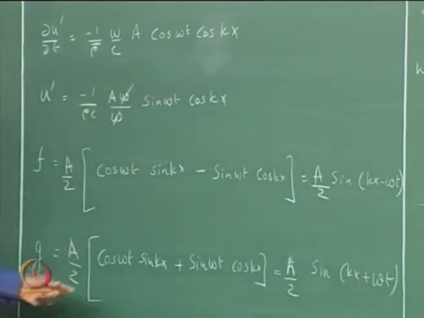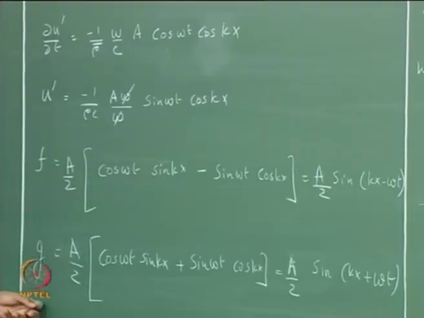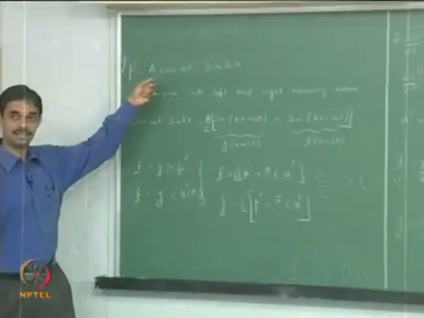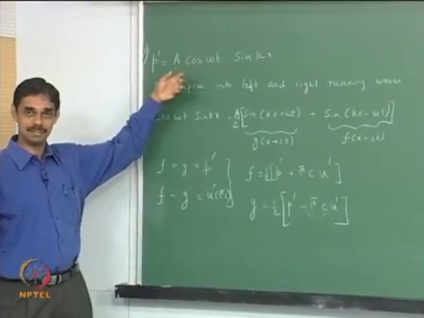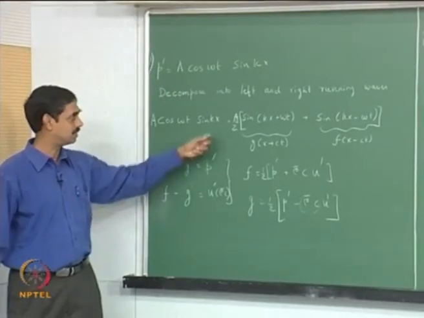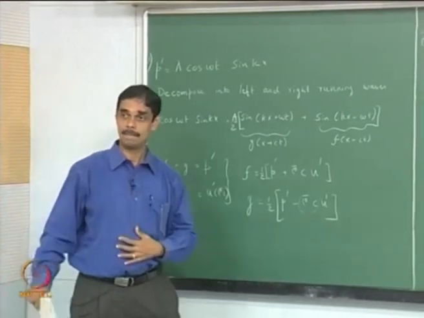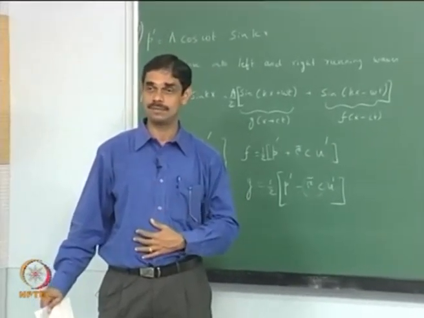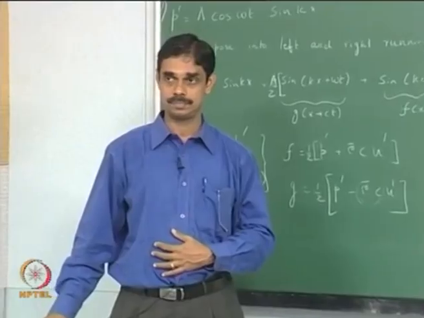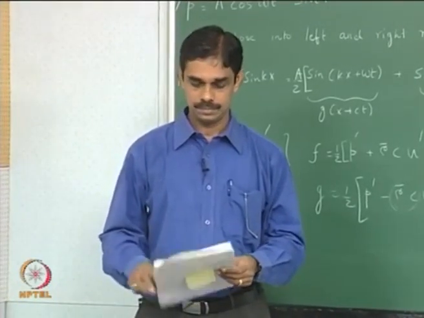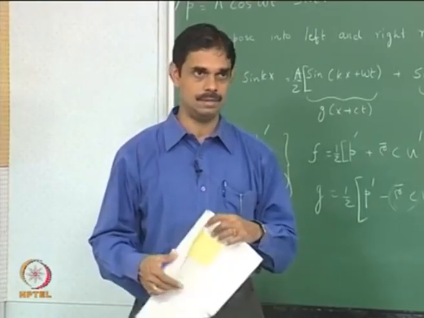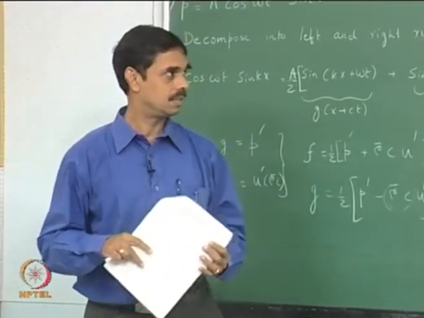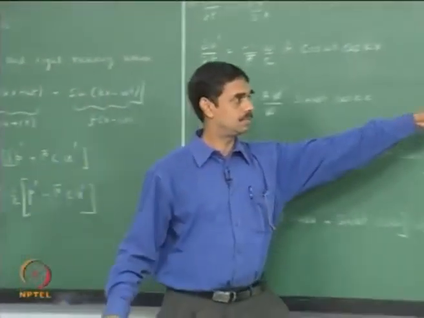So this is a brute force way of doing it. Whatever function you are given, you can decompose it into a left running wave and a right running wave as is. But sometimes, as I mentioned, we can straight away write the answer without doing anything complicated. Is it clear? Any questions on this? I'll pause for a minute for you to digest this, and those of you who have finished this question can think about the next question.